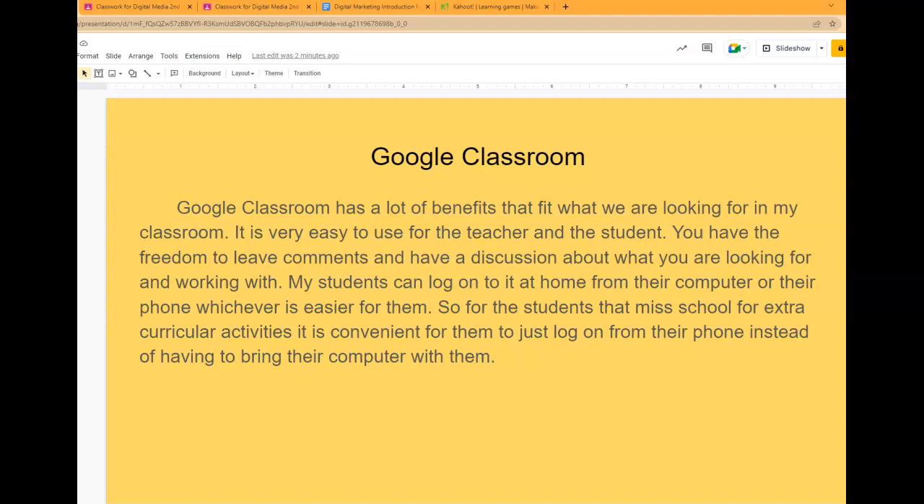My students can log on to Google Classroom from home on their computer or their phone, whichever works for them. So for the students who miss school for extracurricular activities, it is convenient for them to just log on from their phone instead of having to bring a computer with them.